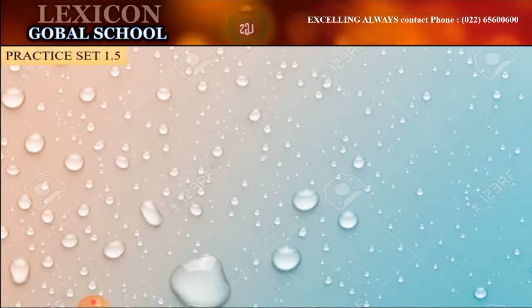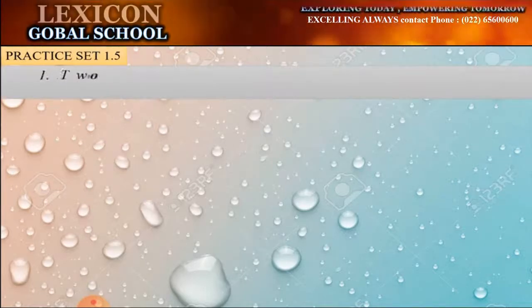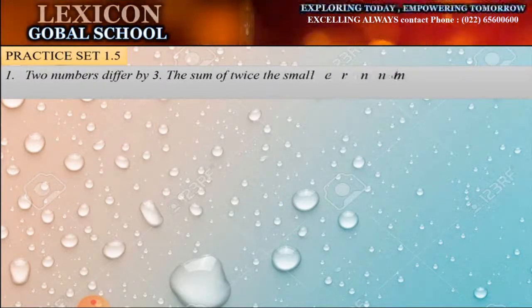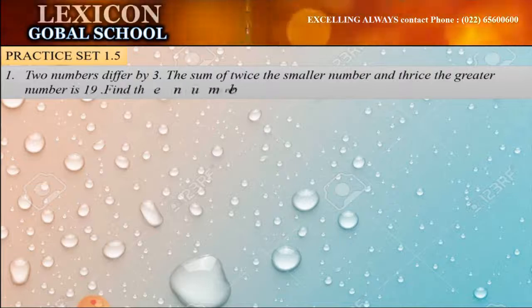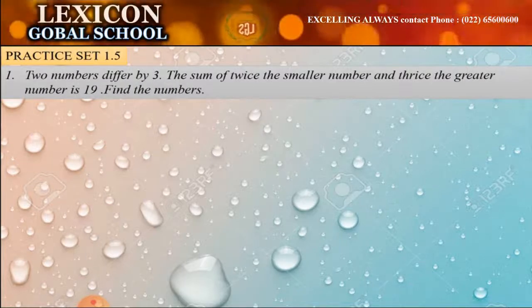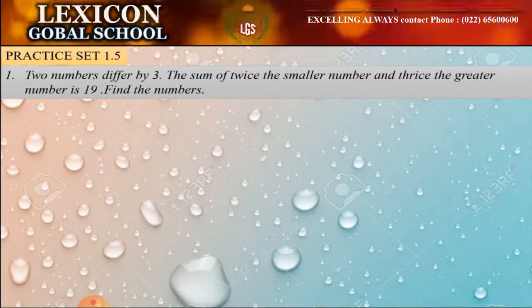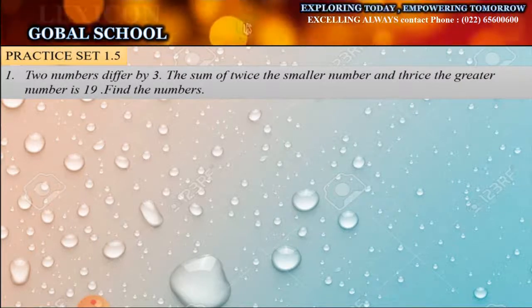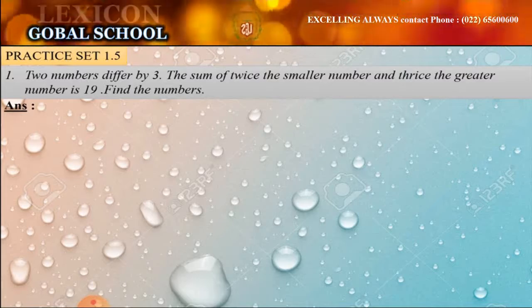So exercise 1.5. Your first word problem is: two numbers differ by 3. The sum of twice the smaller number and thrice the greater number is 19. Find the numbers. Your answer.